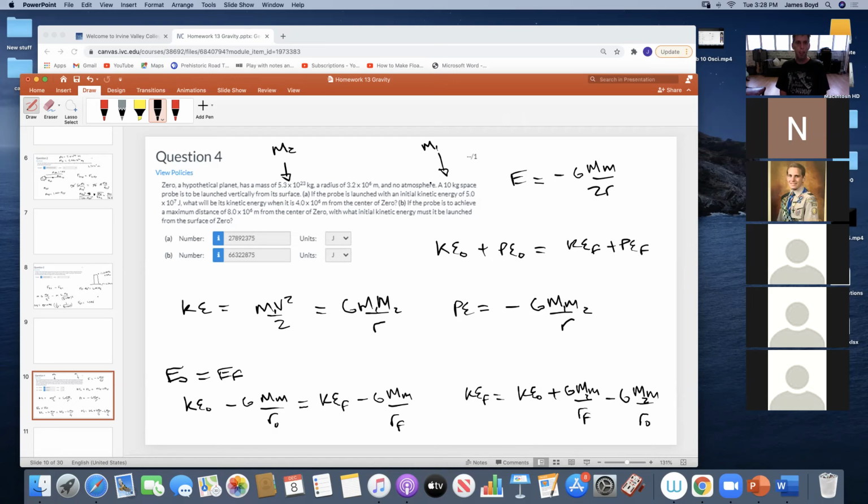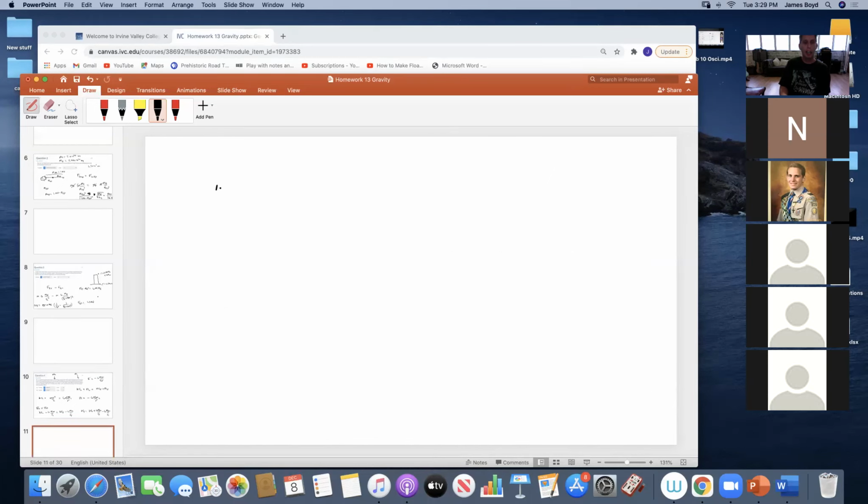If the probe is to be launched so that it achieves a maximum distance of 8.0 × 10⁶ from the center, what should the initial kinetic energy be? And again here, kinetic energy initial minus GMm over R initial is equal to kinetic energy final minus GMm over R final. Now, with gravity, when you launch something, it's assumed that when it's as far away as it can get, it has no kinetic energy. So we want to know what kinetic energy initial will be.